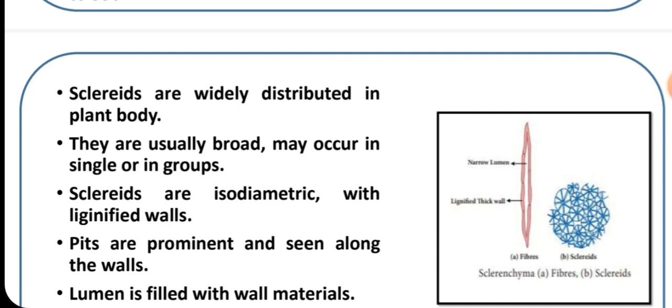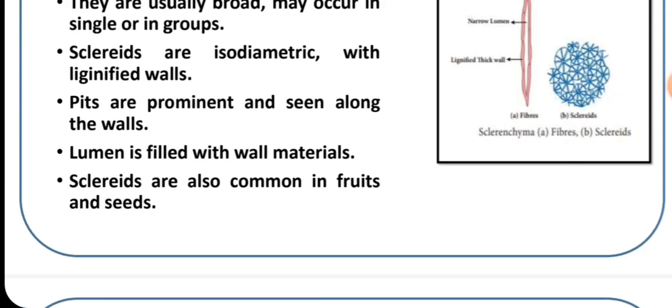There are different types of sclereids. They are called brachysclereids, otherwise called stone cells. Then macrosclereids, which are rod-shaped cells. Then osteosclereids, otherwise called bone cells. Astrosclereids, otherwise called star cells. And trichosclereids, otherwise called hair-like sclereids. So these are the different types of sclereids.